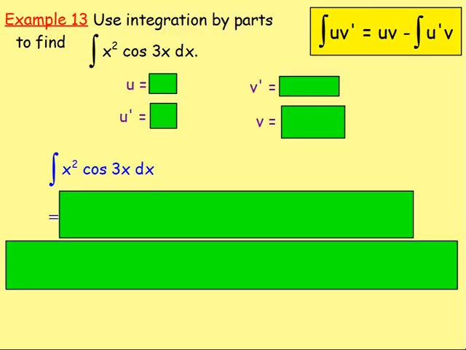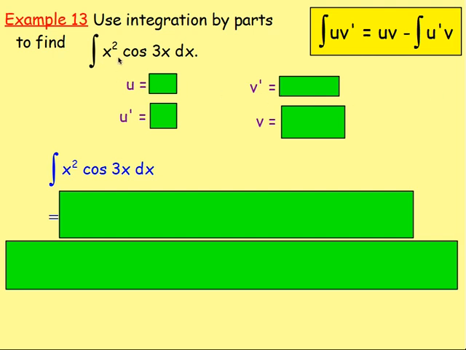Example 13, use integration by parts once again to find the integral of x squared cos 3x dx. So again, it's integration by parts. You're thinking to use that when I've got a product. So I'm wanting to differentiate one part and integrate another part. Which part would you differentiate? Which is dead easy to differentiate?